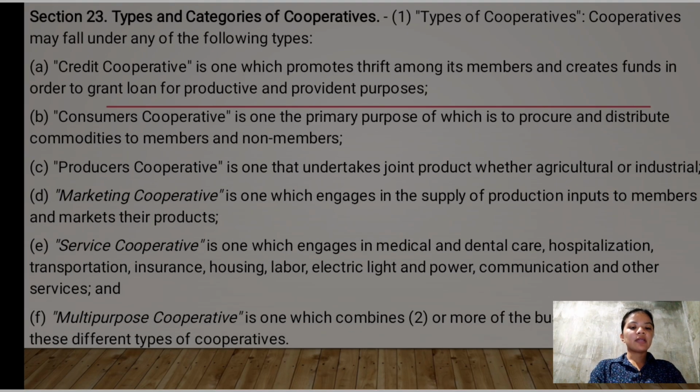Section 23. In this section, it outlines the different types of cooperatives. First, credit cooperative aims to encourage thrift among its members and create funds to provide loans for productive and provident purposes. Second, consumers cooperative. Its primary purpose is to procure and distribute commodities to both members and non-members. Third, producers cooperative focuses on joint production activities, either agricultural or industrial, by its members.